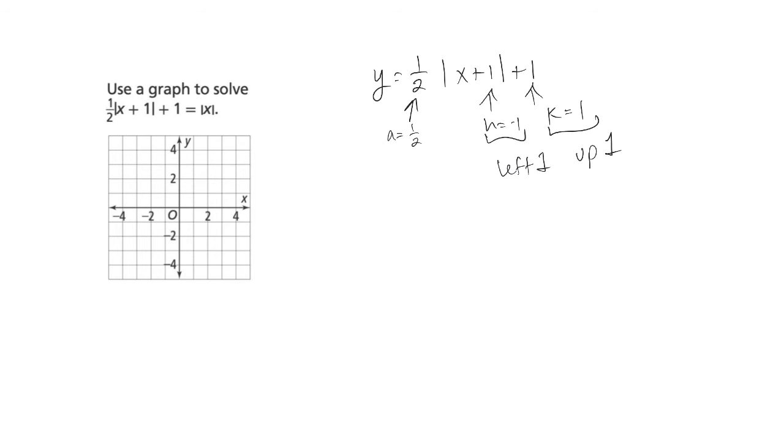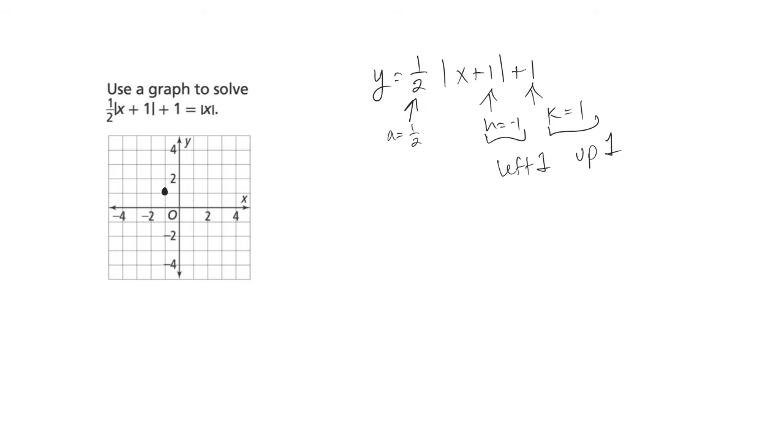So we can make our vertex. So to the left 1 and up 1, right? Our vertex is going to be here. Right? Our V shape is still going to go up because we know it's a positive a, but it's going to be a compression. Okay, so what we need to do is test points for this one.